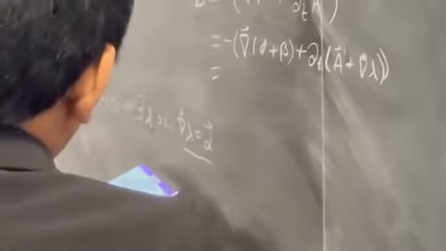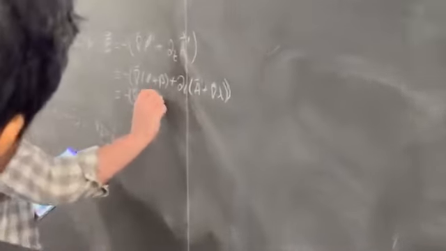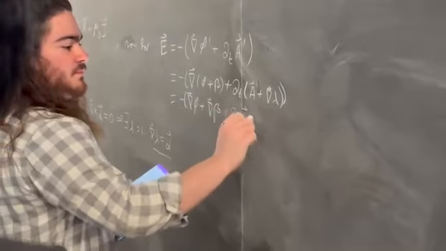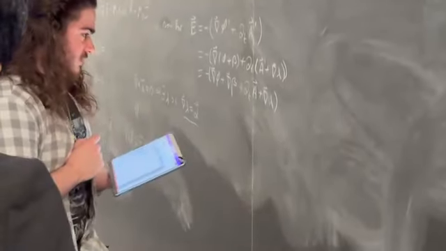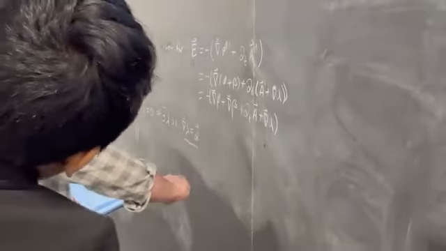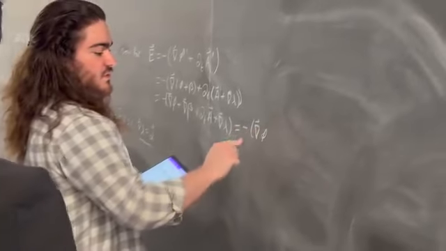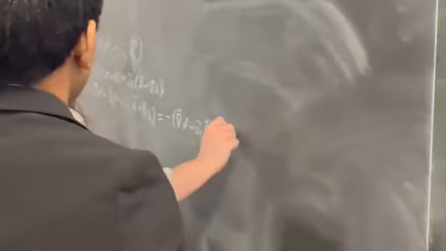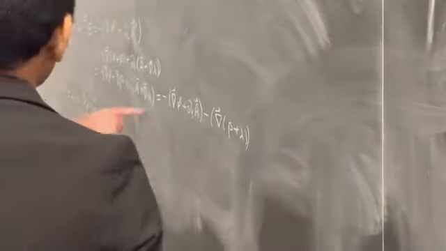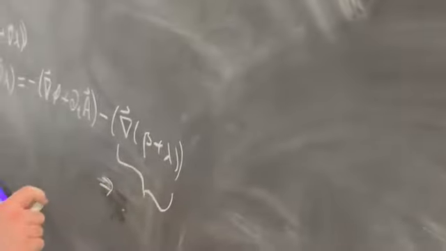And so now, writing it all out, this is negative the gradient of phi plus the gradient of beta plus partial t of A plus the gradient of lambda. And if I want to, I can combine beta and lambda here, so I'm going to write it like the original E field: negative of the quantity of the gradient of phi plus partial t of A, minus the gradient of beta plus lambda. I've simply factored out this nabla symbol between them. And what this implies is this term should be equal to 0.